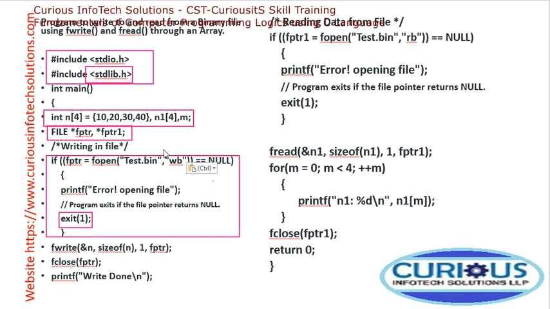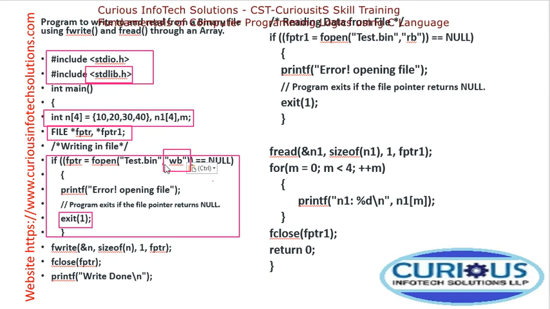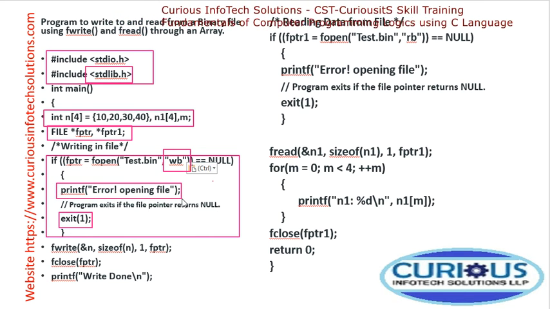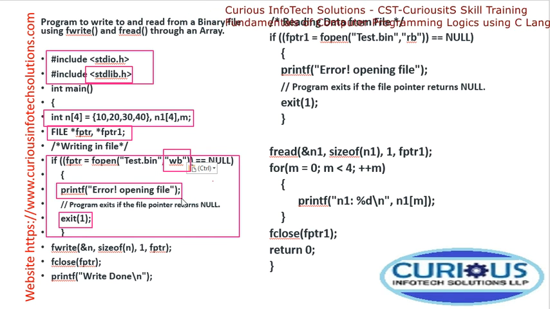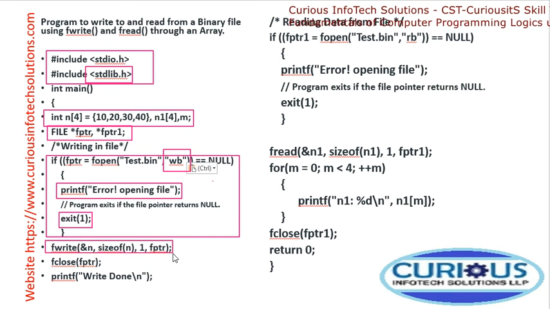So here you are creating a file using wb. Through wb you are creating a new file. Now if it is not possible, we should get an appropriate error result that it can't open the file. Now we have this write option.